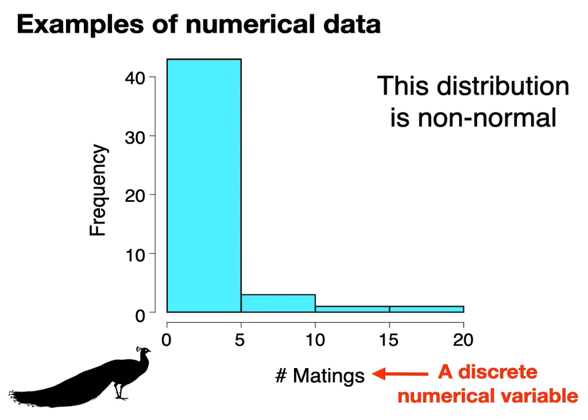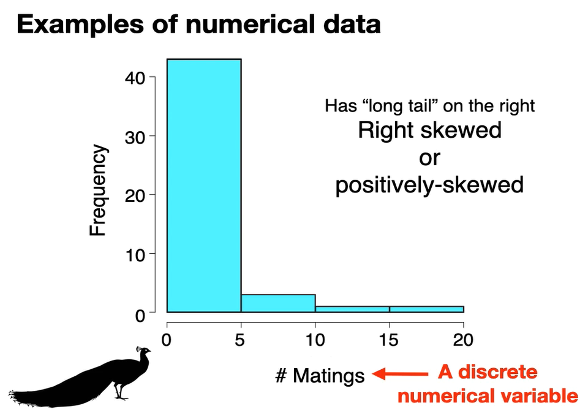Okay, this distribution looks really different from the nice symmetrical bell-shaped one we saw for tail length. This one is non-normal. And there's different ways that distributions can be non-normal. In this case, we've got this long tail out to the right, a long tail out to the high end of the graph, of the histogram. And so we call that right skewed or positively skewed. That's something you'll need to know to be able to look at a distribution and identify it, describe it.